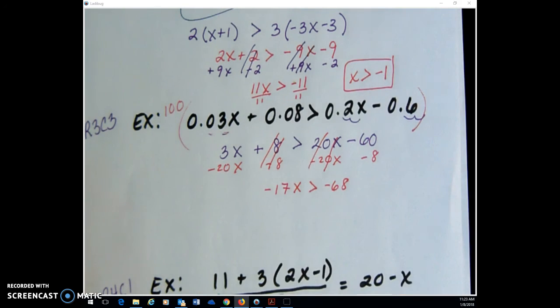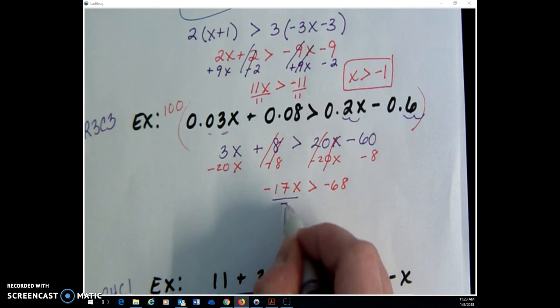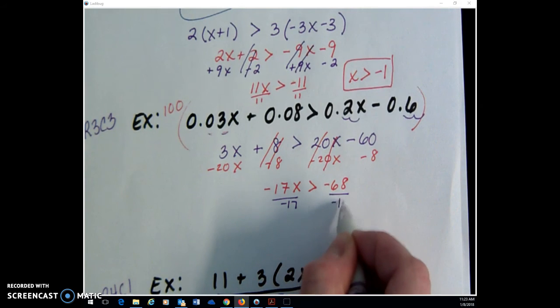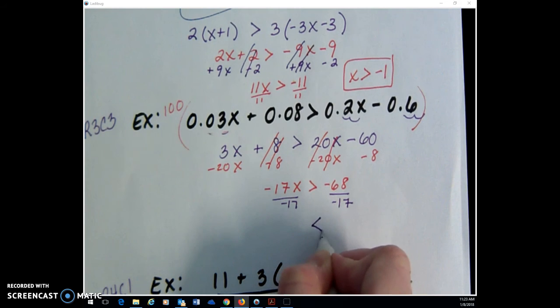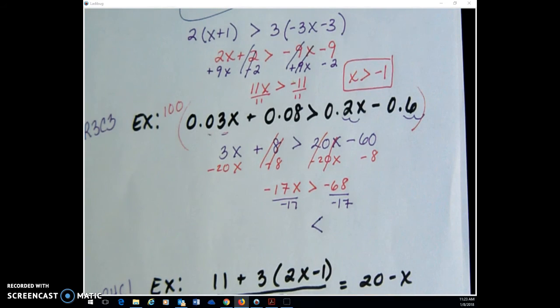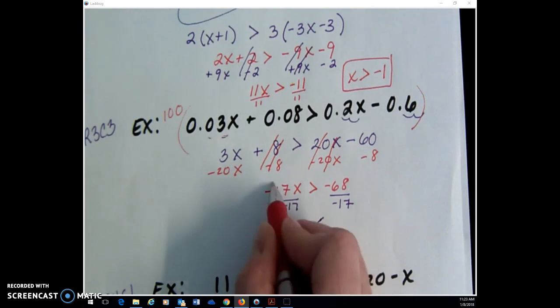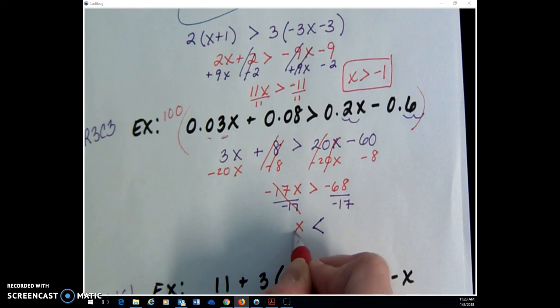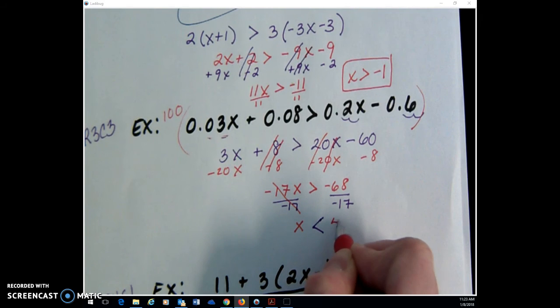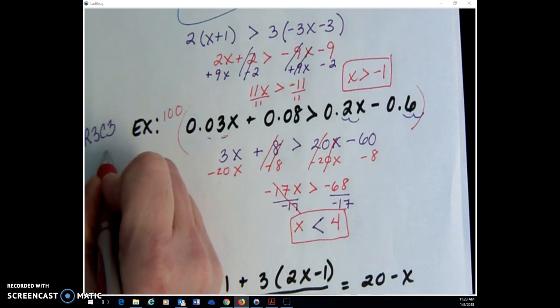Now when I do the math on that, I'm going to go ahead and divide by negative 17. Now be careful, as soon as I write that division by negative, I want to reverse the symbol. And then I'm going to end up with x is less than 4. And the answer for that is C.